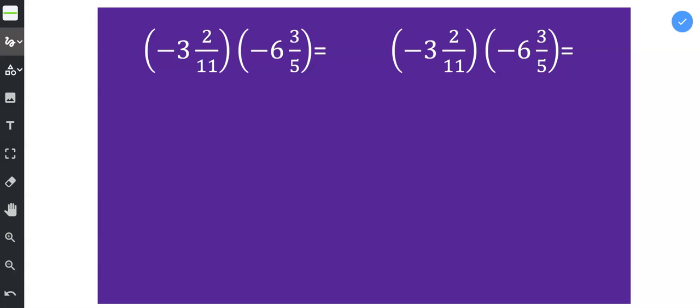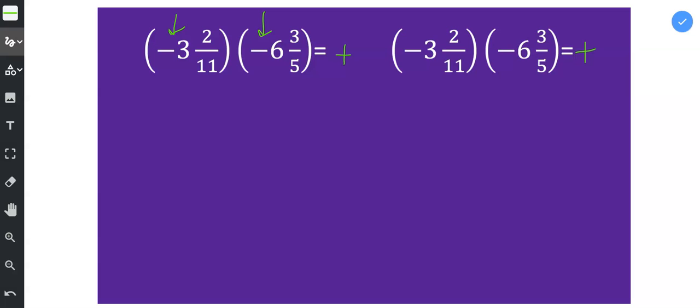The first thing I'm going to do is decide if the answer is negative or positive. This number is a negative and this number is a negative, and a negative times a negative is a positive. So our answers are going to be positive. Remember, like signs, you get a positive. That's the multiplication division rule when it comes to multiplying with negative numbers.